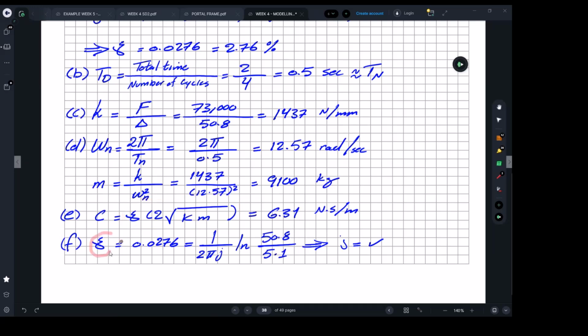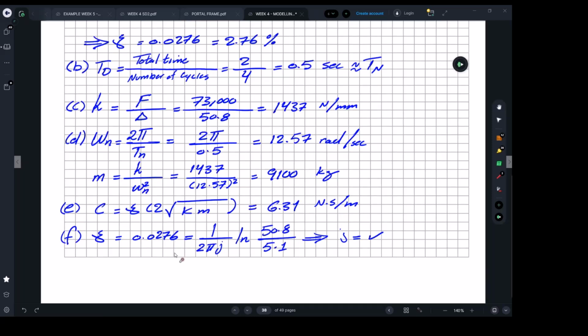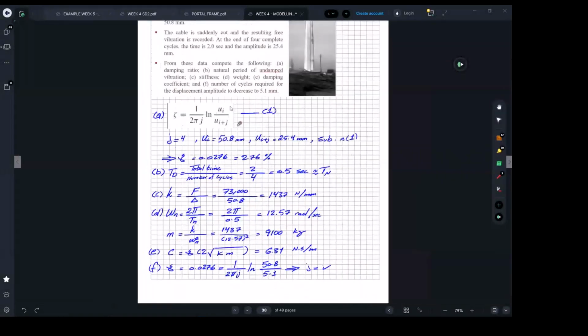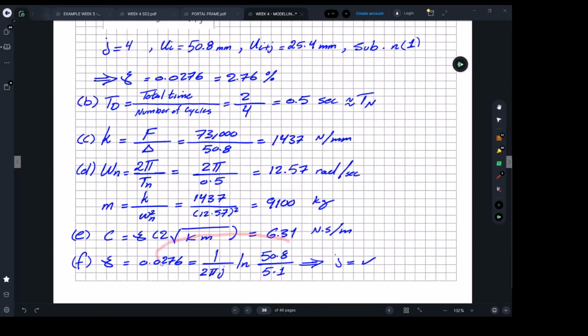The last thing here, I think the last question, they're asking you for the number of cycles required for the displacement to go down not only to 25, but to 5.1. Simply, you can employ this relationship again. In this case, we already know our damping ratio from here, and just calculate for J. It's here.